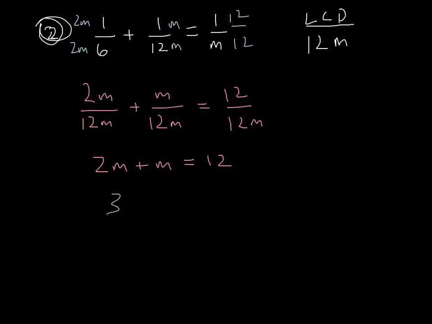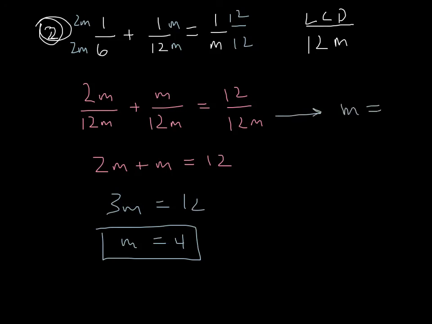2m plus m makes 3m equals 12. Divide both sides by 3, m equals 4. Once again, before we're done, we need to check for extraneous values or excluded values. Either one is appropriate. Back up here, m cannot equal 0. Our solution is m equals 4, which means that we've solved it and we are done.